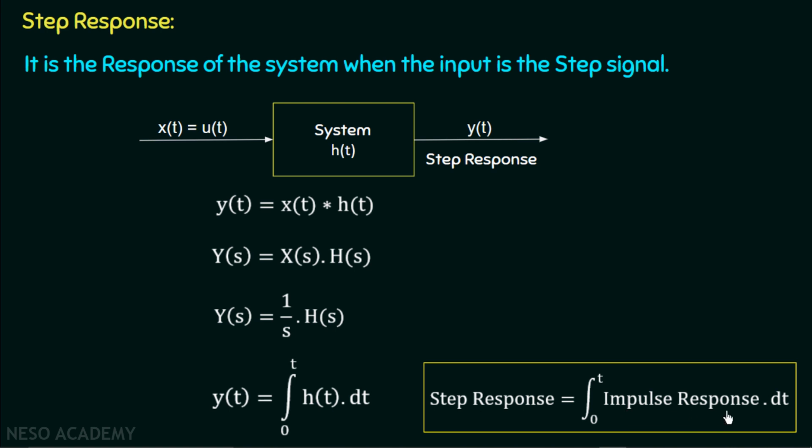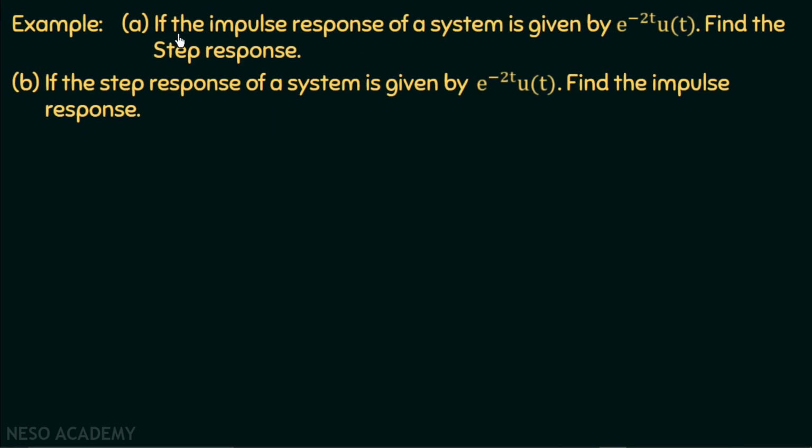Let us now understand this expression in a better manner with the help of an example. Part A. If the impulse response of a system is given by e to the power minus 2t u(t), find the step response. And part B. If the step response of a system is given by e to the power minus 2t u(t), then find the impulse response.